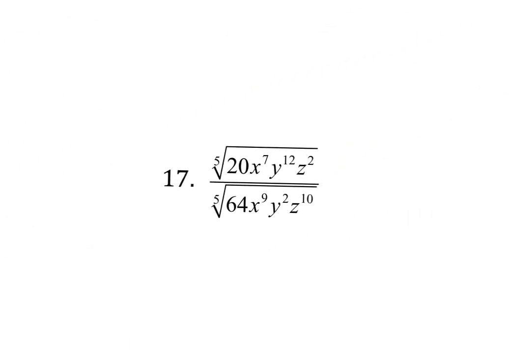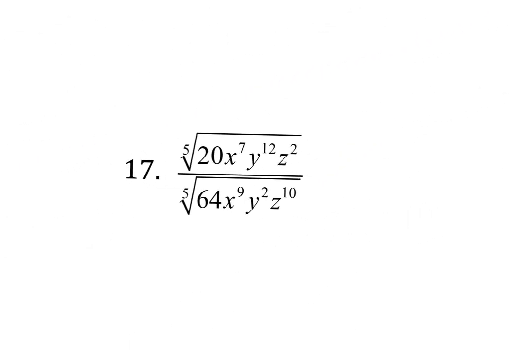All right, number 17, very similar to number 15. It's just under 2 separate radicals. My first step, as I said, I'm going to reduce. So I'm going to get the fifth root, 20 and 64. I can divide them both by 4 and get 5 over 16. X to the 7th over x to the 9th.